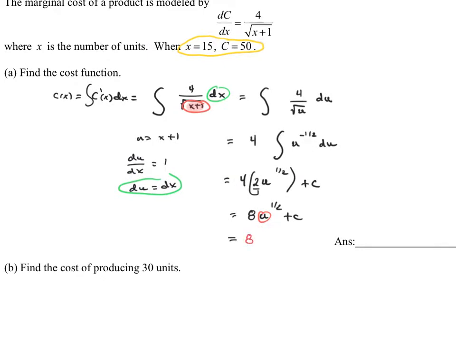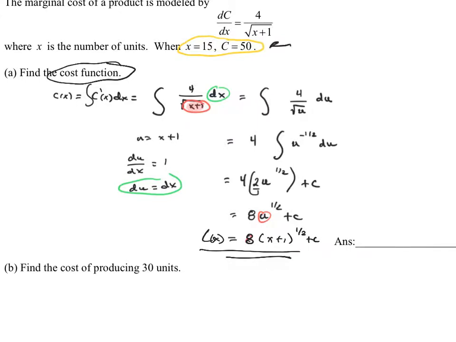Well, let's look. What was u? u was x plus 1. So this is going to be 8 times (x plus 1) to the 1/2 plus C. So that's our original cost function, or more so I should say our general cost function. But we want the specific cost function, not the general one.